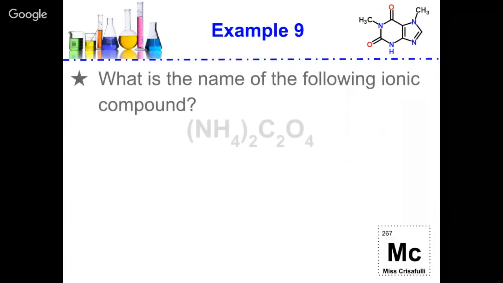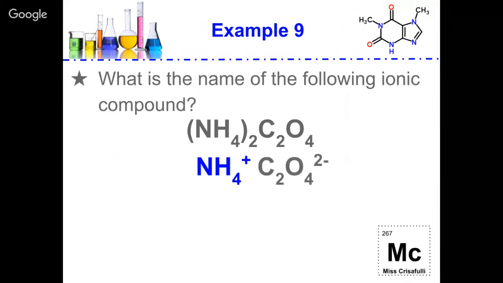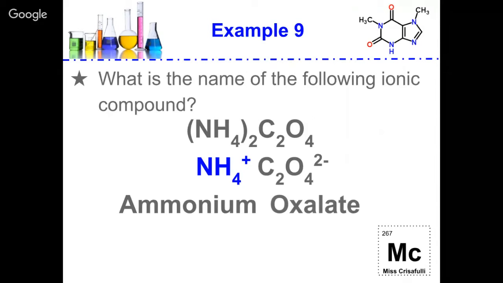Look at another one. We have (NH4)2C2O4. So our cation here is NH4+. Our anion is C2O4 2-. So I basically uncrisscrossed my charges to figure that out. The NH4+ ion is ammonium, and the C2O4 2- ion is oxalate. So the name of this compound is ammonium oxalate.